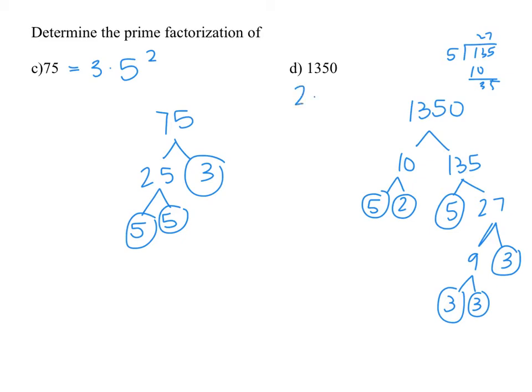So I have 2, and I have three 3s, 3 cubed, and 5 squared. So even though I have a large number, it's actually fairly simple to break it down. If you had divided by 2 at first, that might have been easy also. So just keep breaking it down until you have only prime numbers.